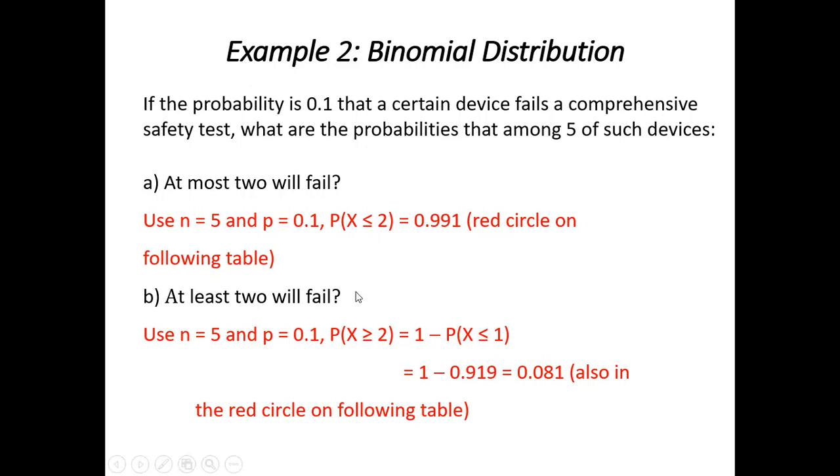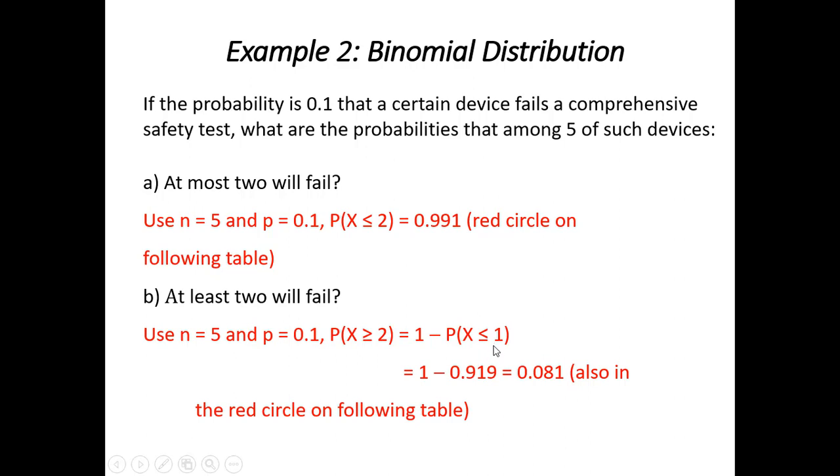In part B, we have a question where we want to find the probability at least 2 fail. Now, if you're careless, you might think that one is the complement of the other, but that's not quite the case. The probability x is greater than or equal to 2 is equal to 1 minus the probability x is less than or equal to 1. This would include the cases where x is 2, 3, 4, or 5. But we want to solve that using the complement.